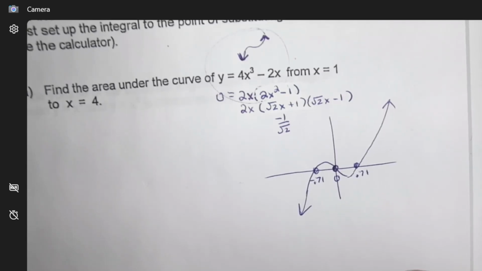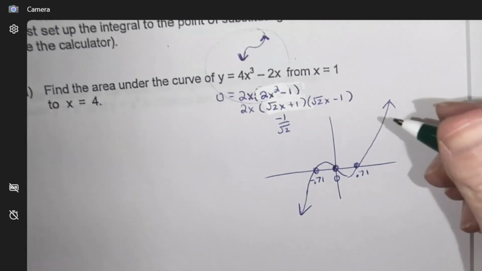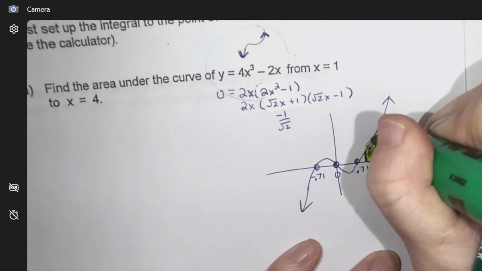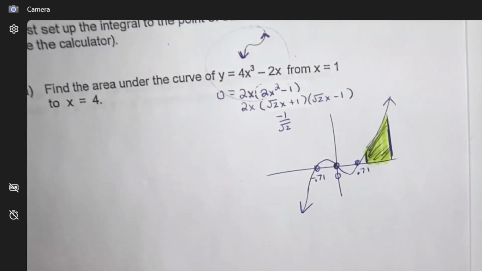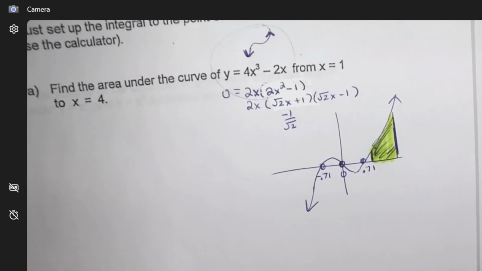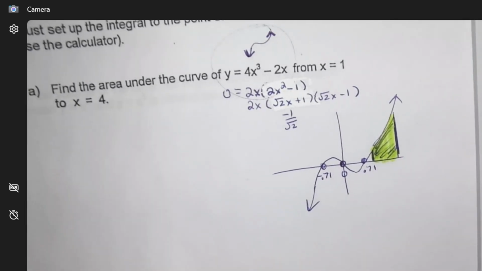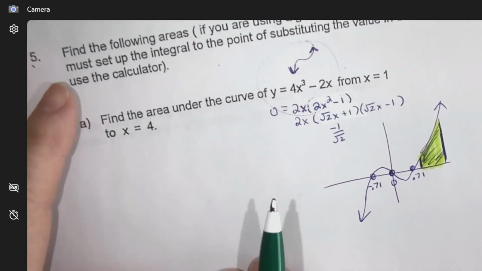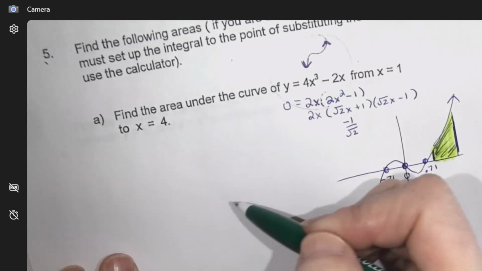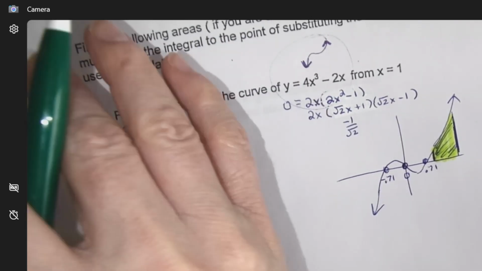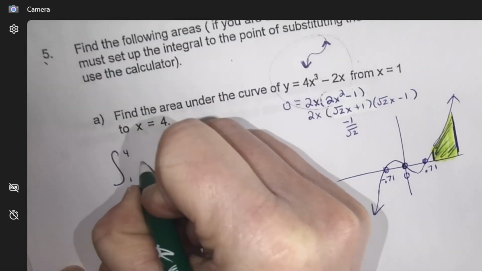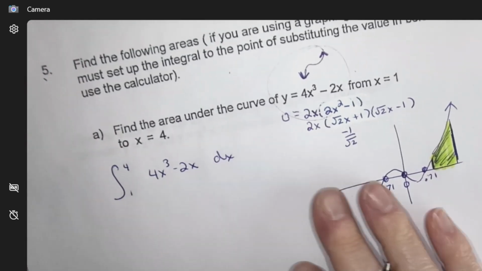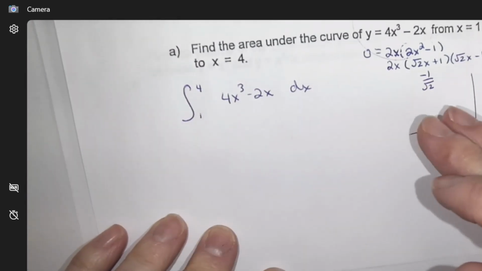Okay, so we are going to find the area under the curve from 1 to 4. So what does that look like? It should look like this. Okay, I need you to get me an area statement. So how are you going to write that integral? Give me a definite integral statement. So I'm going to integrate from 1 to 4 this equation with respect to x. I need you to write me that. That's part of this. If you don't write me that, you're going to lose points.